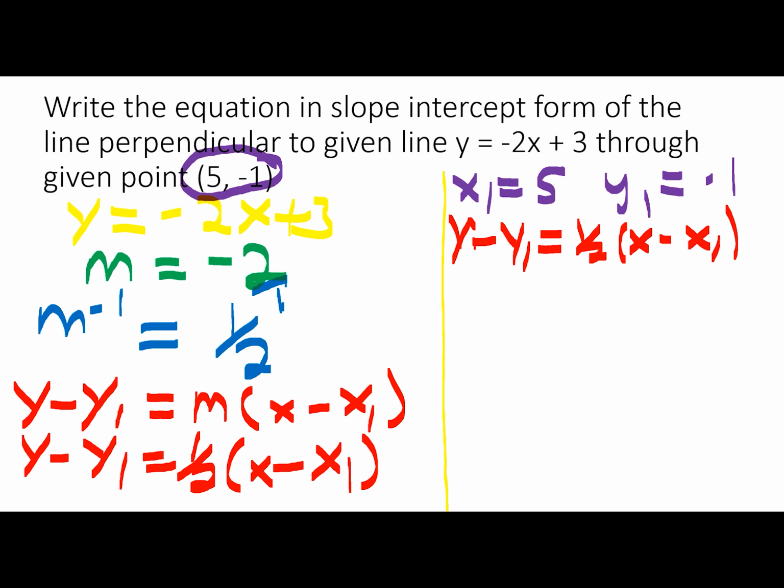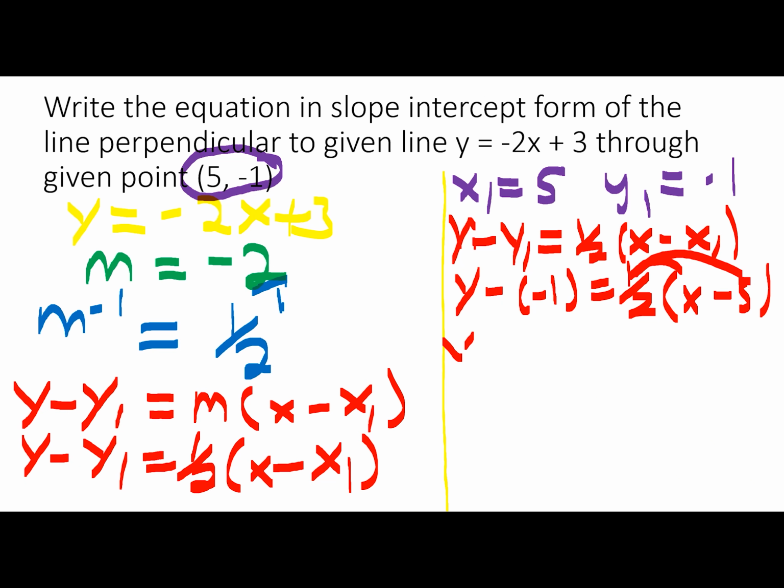So this was where we were left off. Now we plug in the numbers. y minus negative 1 equals one half times x minus 5. Now we have to distribute this. So you have y plus 1 equals half x minus 5 over 2.